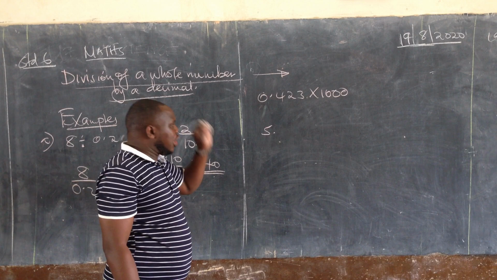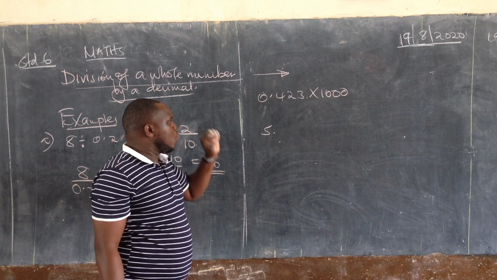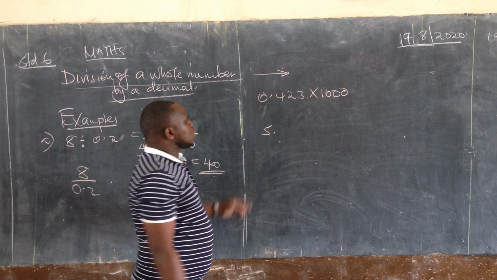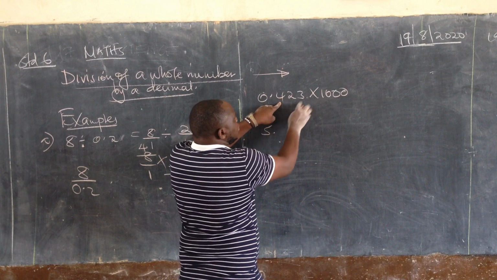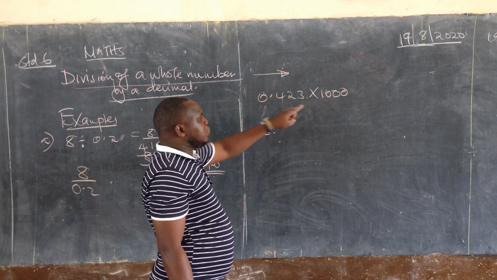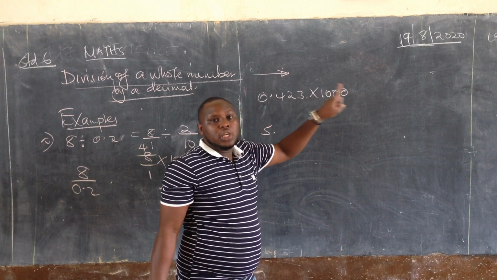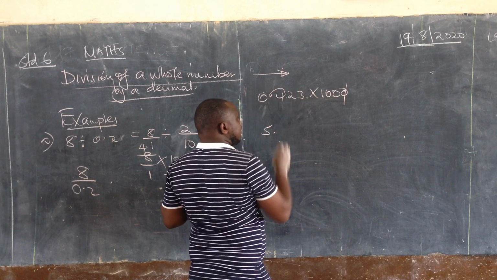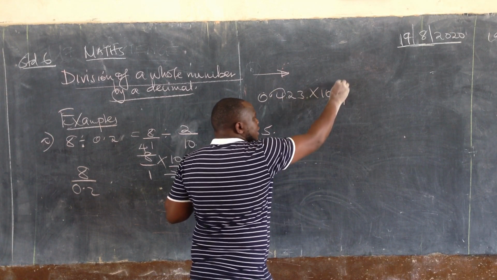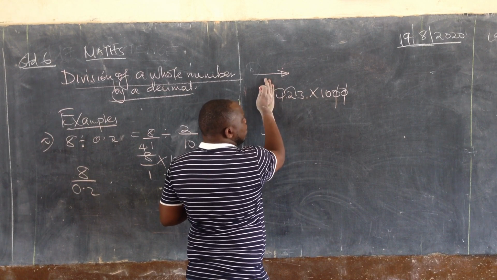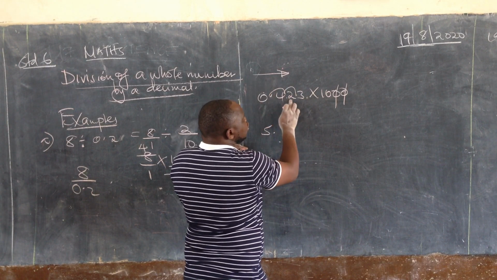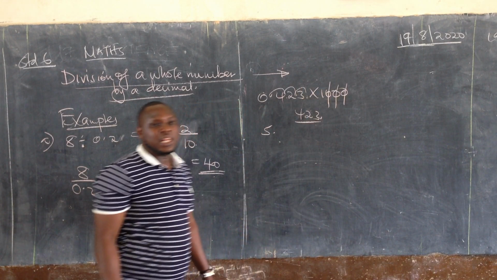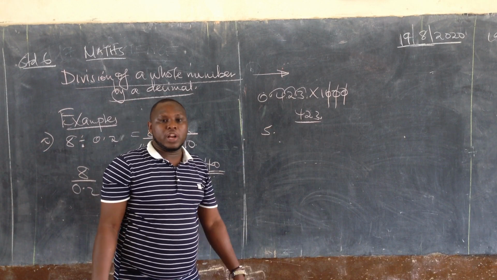How can you be able to do that? You can only do that by multiplying with zeros equal to the number of decimal places in that particular decimal number. So the decimal number has 1, 2, 3 decimal places, meaning that you only multiply with a number with 3 zeros to bring the decimal point to this end. So this one will bring it there, it comes 4.23. This one brings it there. Now ignore this one, because the decimal point has moved. It comes 42.3. This one brings it there, it comes 423. So the decimal point is at that point. So this has been done to be a whole number.